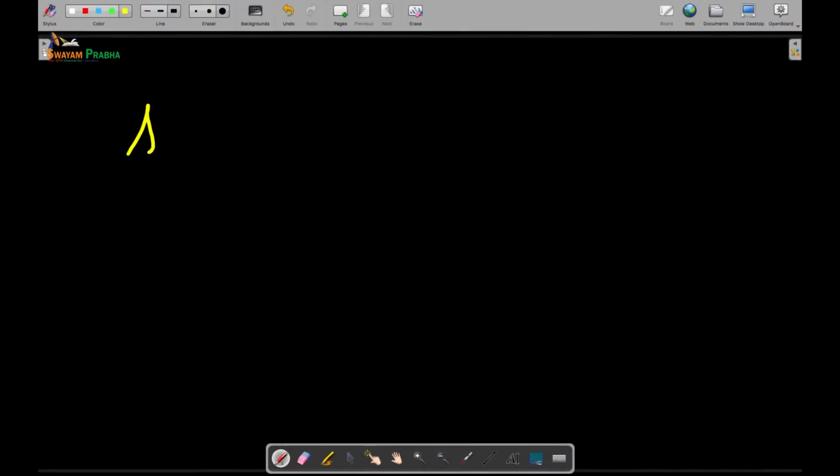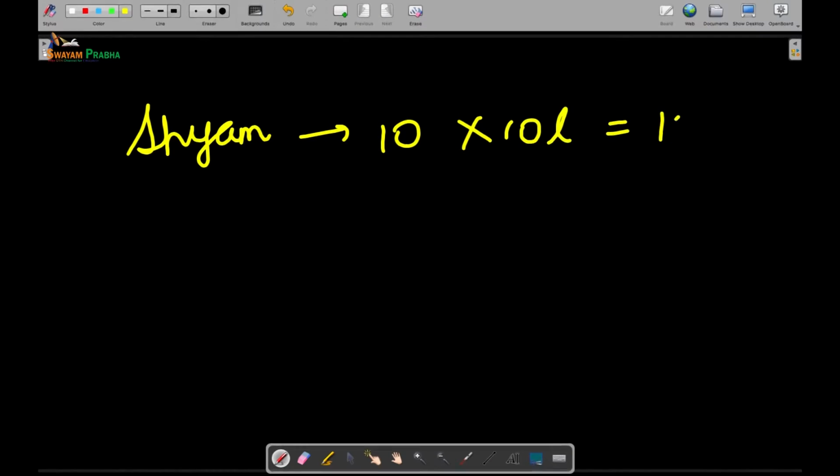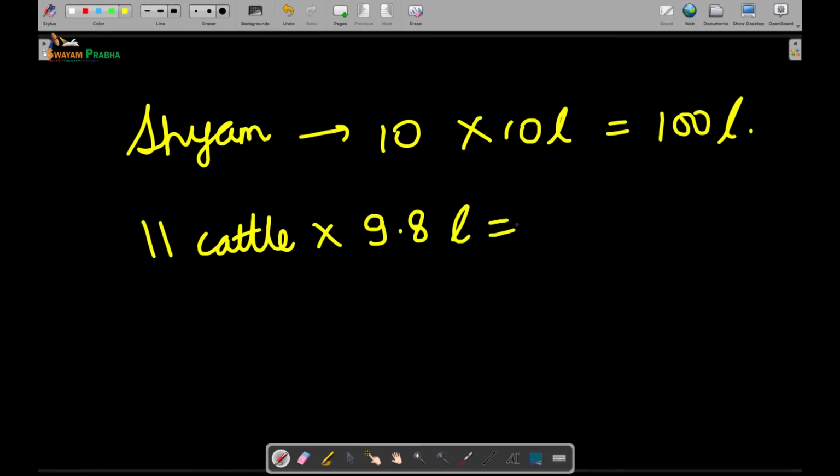What it means is that earlier Shyam had 10 cows and each of them was giving 10 liters. So total it is 100 liters of milk that he is getting. Now with one more cattle, he will have 11 cattle and each of them will be giving 9.8 liters of milk. So what is the total amount of milk that will be produced for Shyam? It will be 107.8 liters.